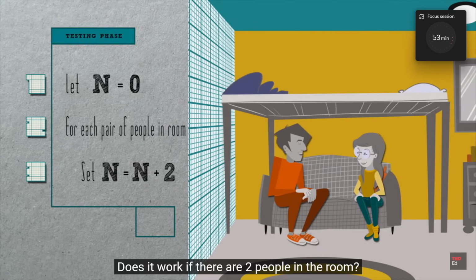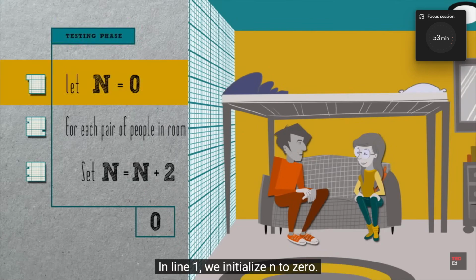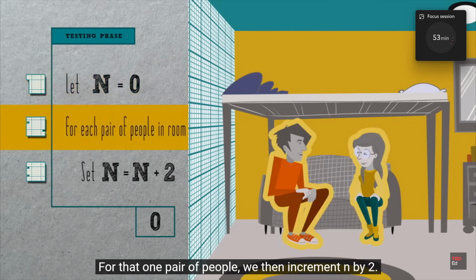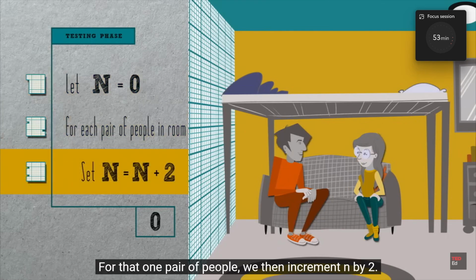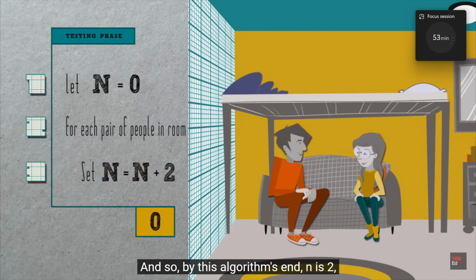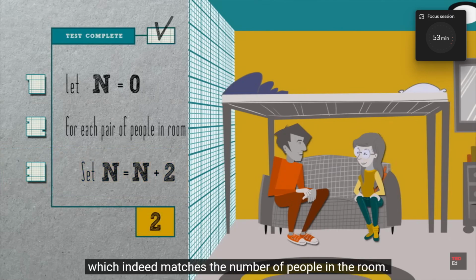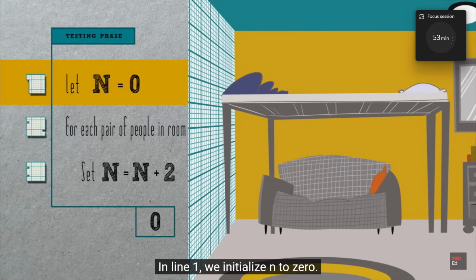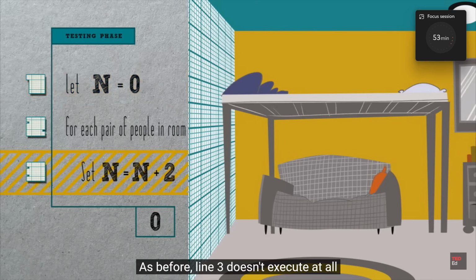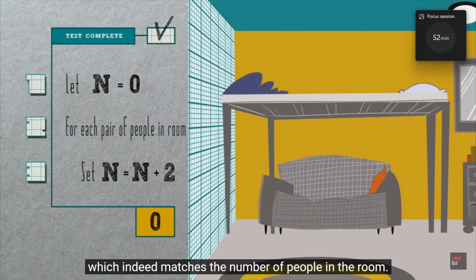Does it work if there are 2 people in the room? In line 1, we initialize n to 0. For that one pair of people, we then increment n by 2. And so by this algorithm's end, n is 2, which indeed matches the number of people in the room. Suppose next that there are 0 people in the room. In line 1, we initialize n to 0. As before, line 3 doesn't execute at all since there aren't any pairs of people in the room, and so n remains 0, which indeed matches the number of people in the room.